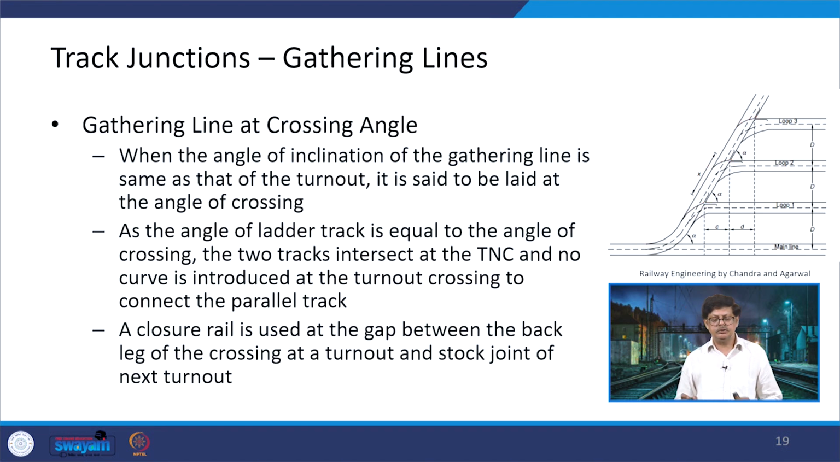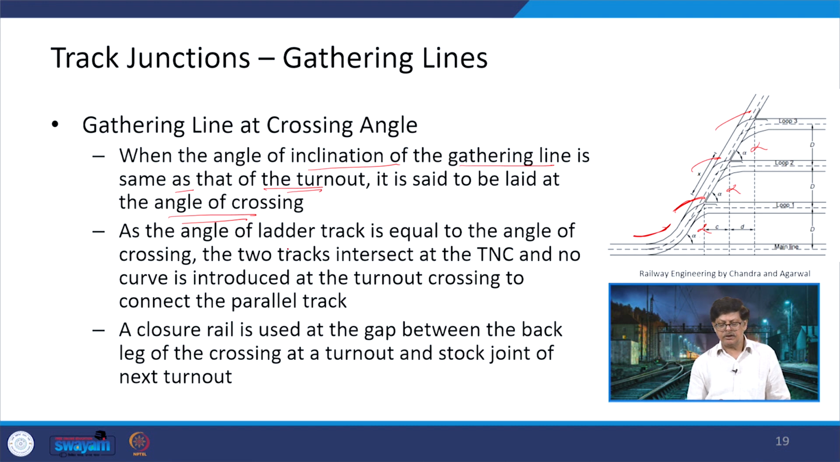So based on the combination of the angle or the curvature at the turnout or the inclination at these particular locations where they are going out, taking off or merging, when the angle of inclination of the gathering line is the same as that of the turnout, it is said that it is being laid on the angle of crossing. Okay, so in this case it is being laid on the angle of crossing at every location, it is angle alpha.